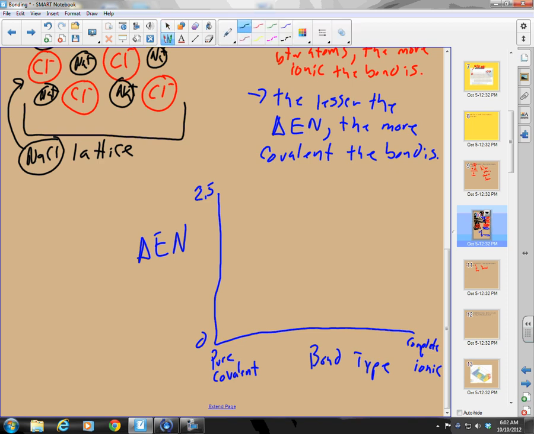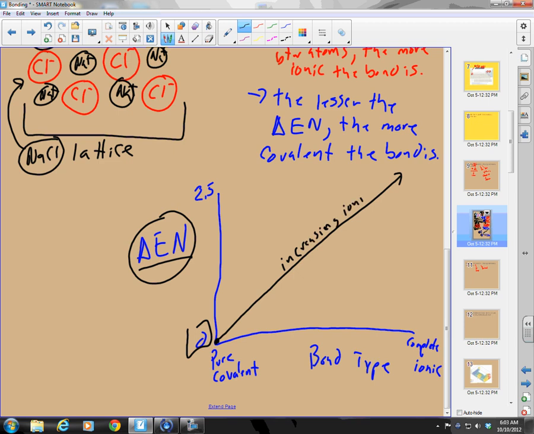It's not like things are ionic or covalent. They have a covalent nature, an ionic nature, percent covalent, percent ionic. When my change in electronegativity is 0, we have pure covalent. And as my change in electronegativity increases, it becomes more and more ionic. And so we would say this is increasing ionic character.